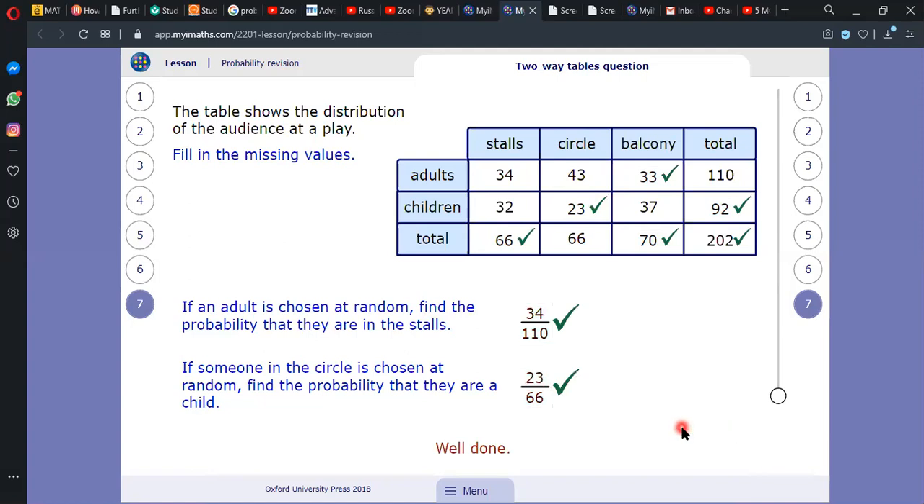All correct. So I want to believe that with this lesson today, you have been able to understand and revise the things that we learned before. This will help you to do your assignments on this probability revision.